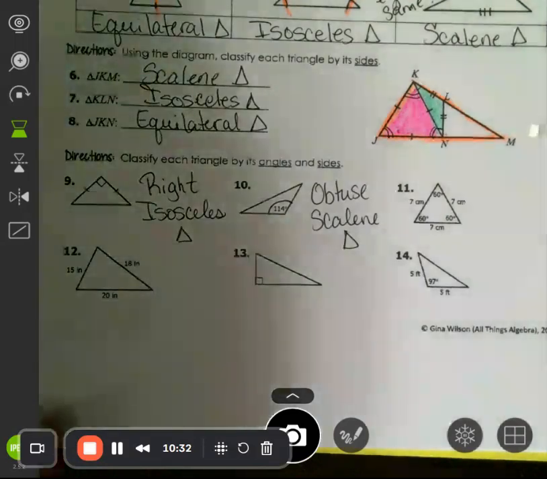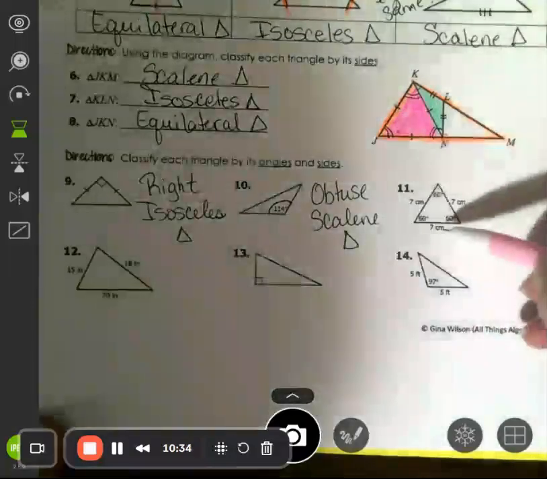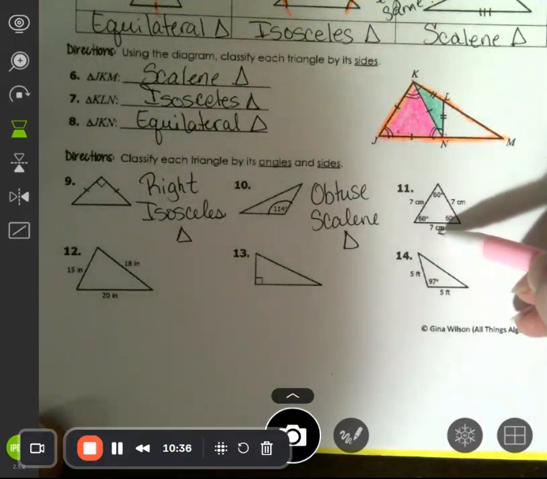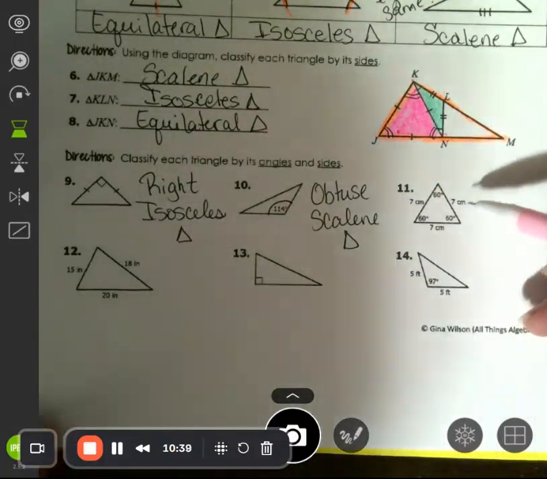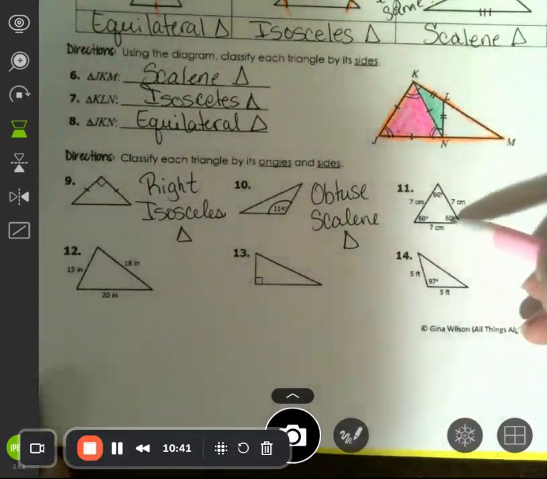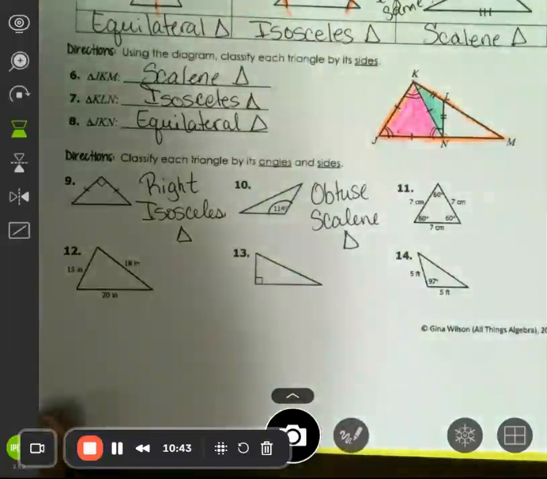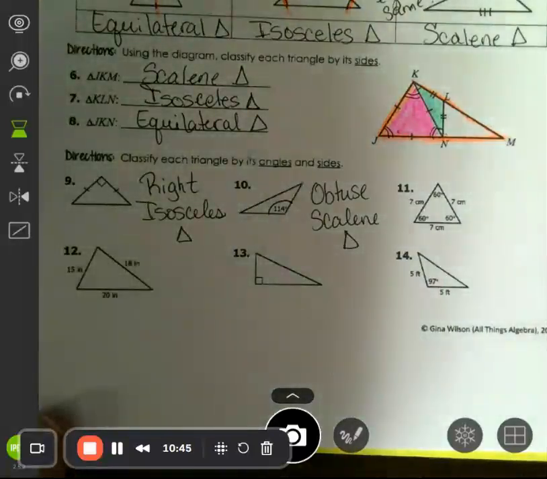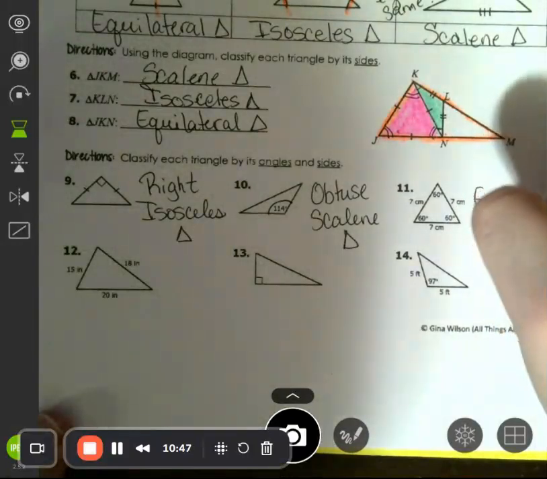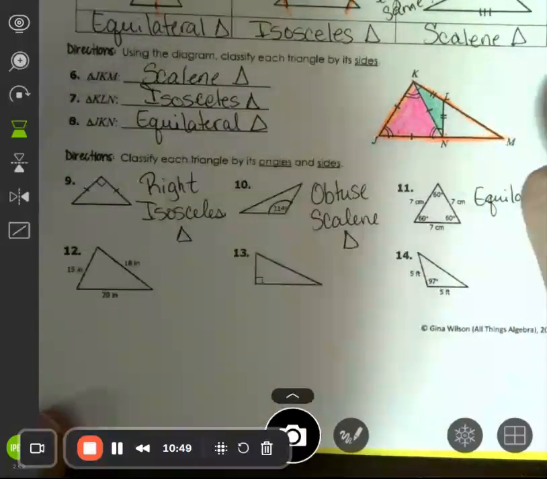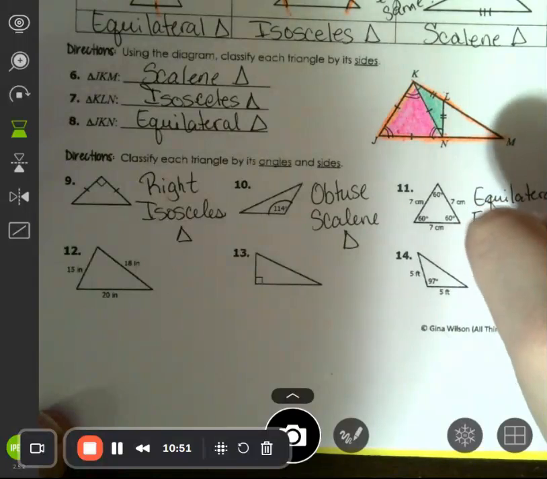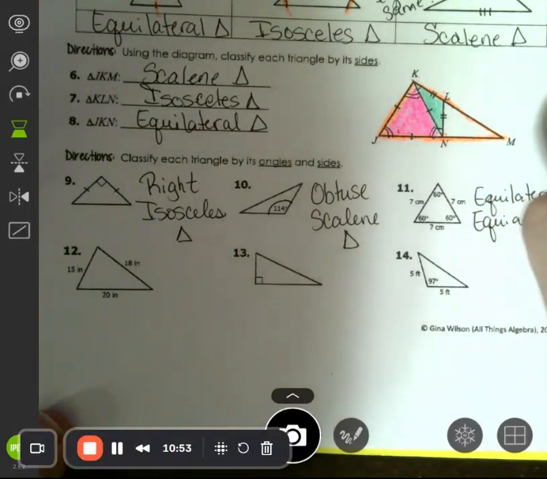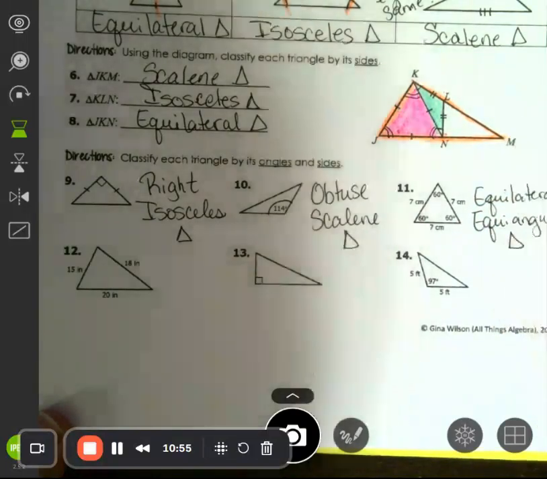Okay, let's see how you did on number 11. I can see that all the sides are marked congruent at 7 centimeters, and all of my angles are marked congruent at 60 degrees, making this an equilateral, equiangular triangle.